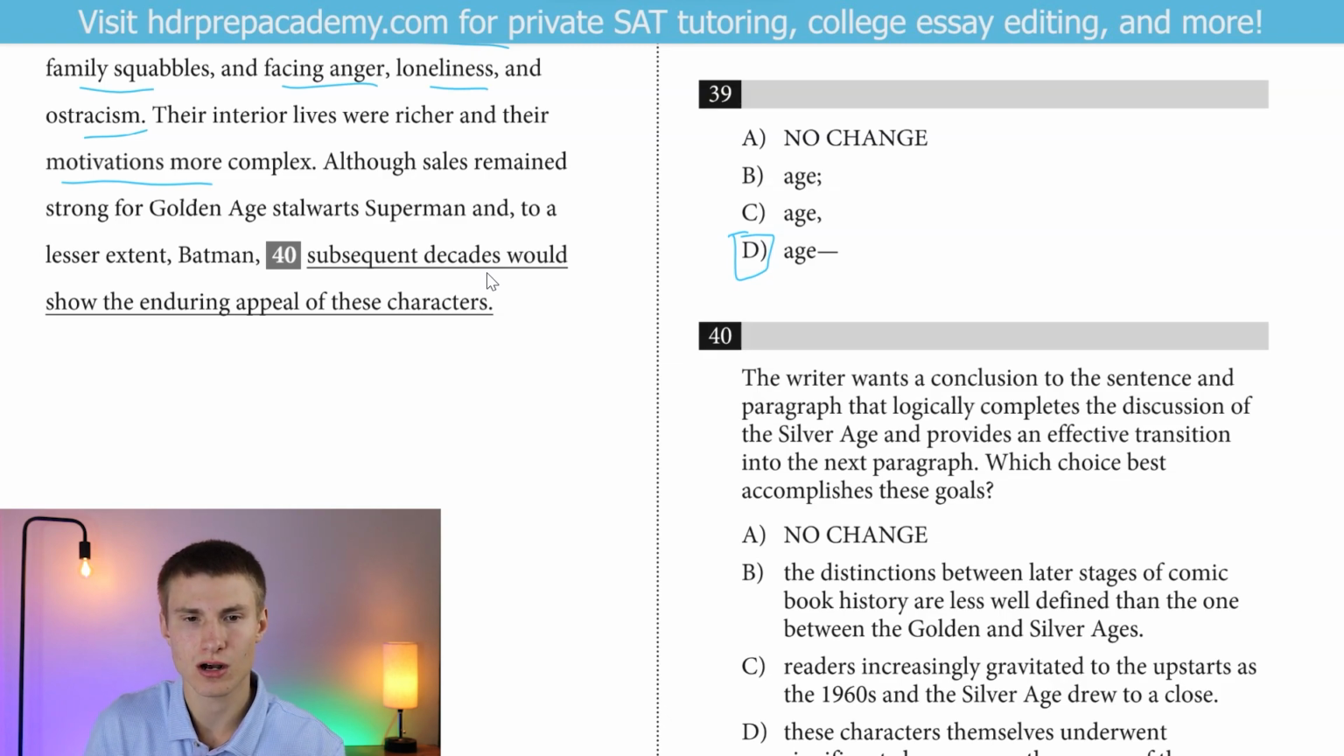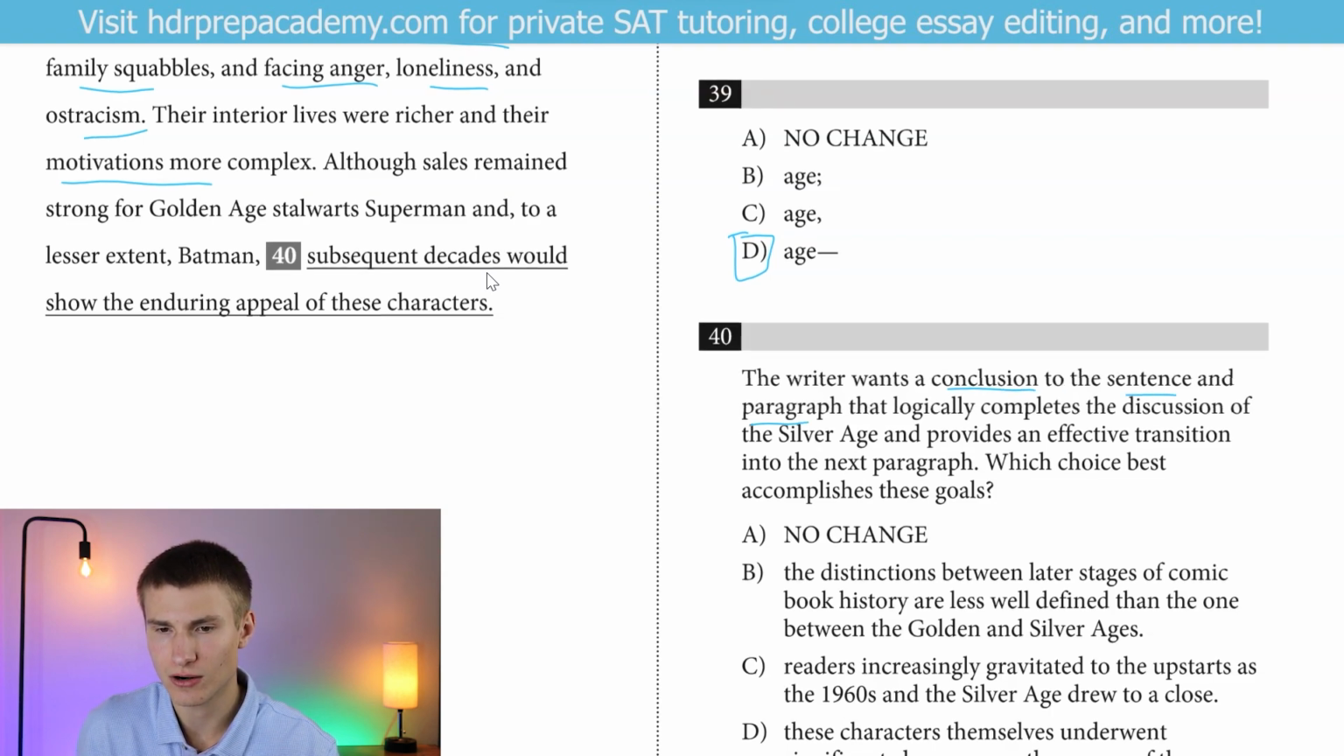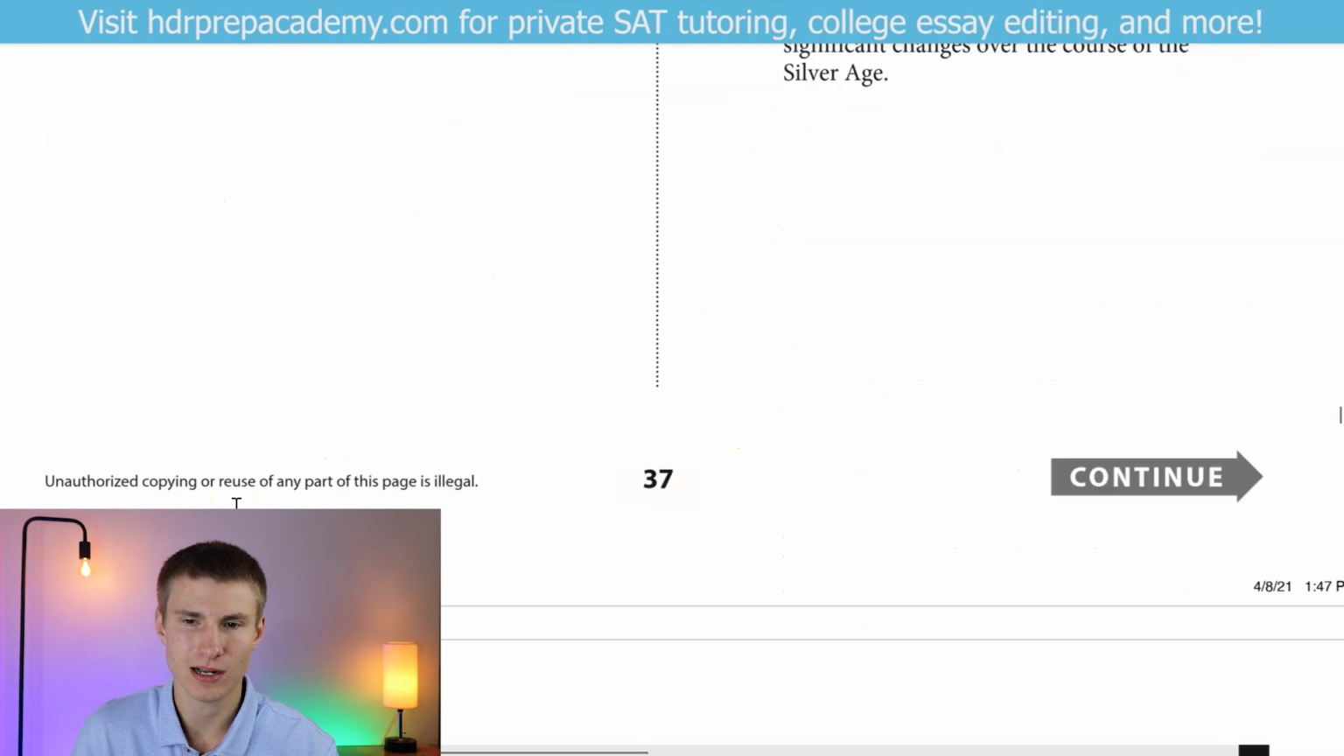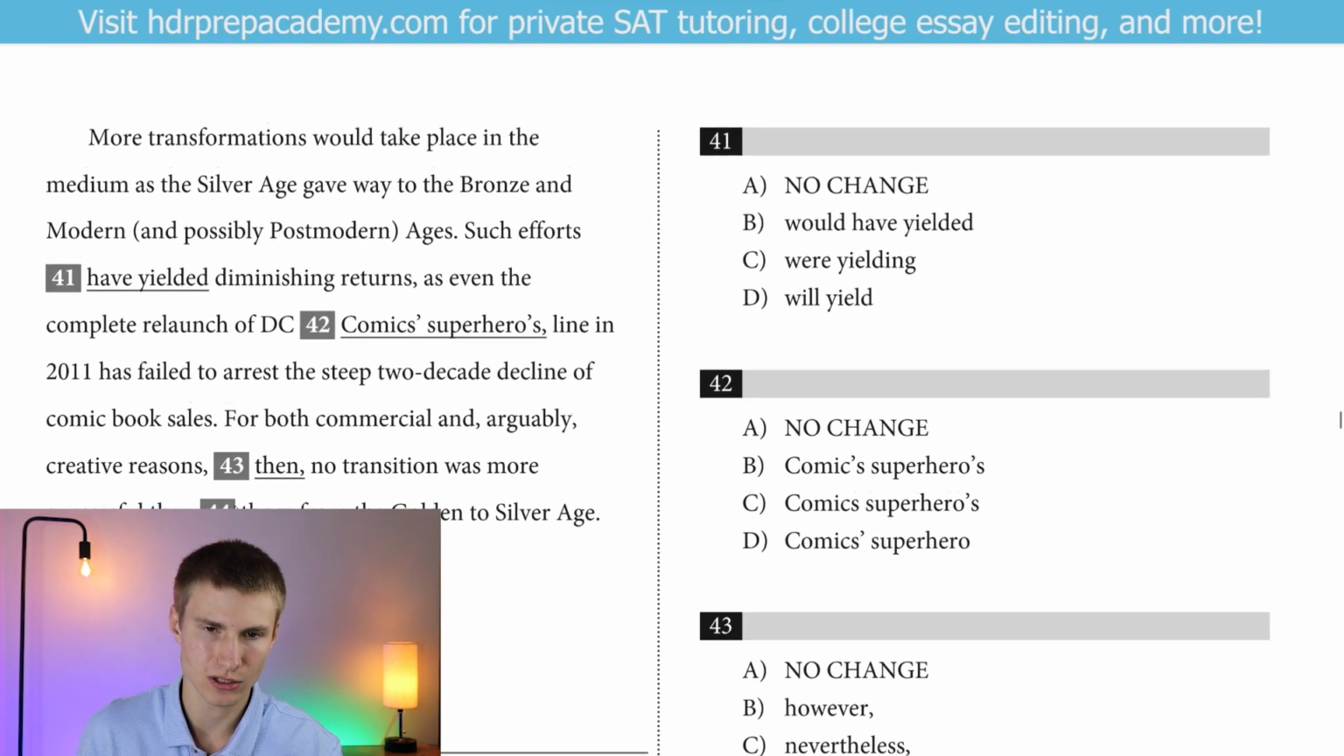Although sales remained strong for Golden Age stalwarts Superman and, to a lesser extent, Batman, now we have the writer wants a conclusion to the sentence and paragraph that logically completes the discussion of the Silver Age and provides an effective transition into the next paragraph. Well, if we want to provide effective transition into the next paragraph, we have to get a better idea of what that's about. So let's go ahead and go down here.